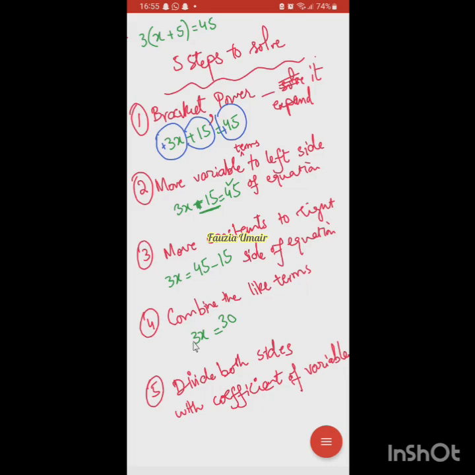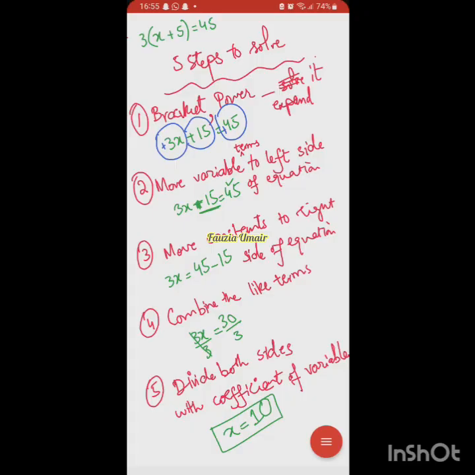So what is the coefficient of the variable? 3x, 3 is the coefficient. So you will divide both sides by the coefficient. This will be gone and x will be equal to 30 by 3, which is 10. So what is the value of x? 10. Is this clear? The steps in the example?